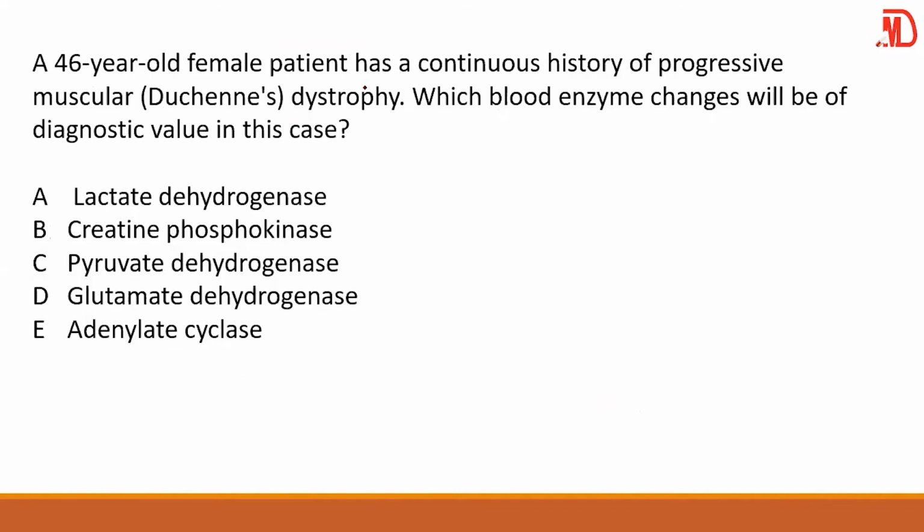We have a 46-year-old female patient with a continuous history of progressive muscular dystrophy. That means destruction of the muscles, or Duchenne muscular dystrophy. So the muscles are undergoing degeneration and weakness. And the marker for identifying this is what we call CPK or CK, also known as creatine phosphokinase.